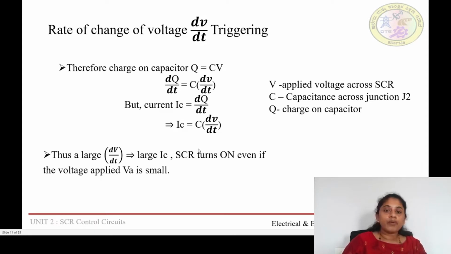Even though the applied voltage is very small, if there is a large rate of change of voltage, the SCR triggers. This is what is called rate of change of voltage, that is dV by dt triggering. Next, we will study thermal triggering.